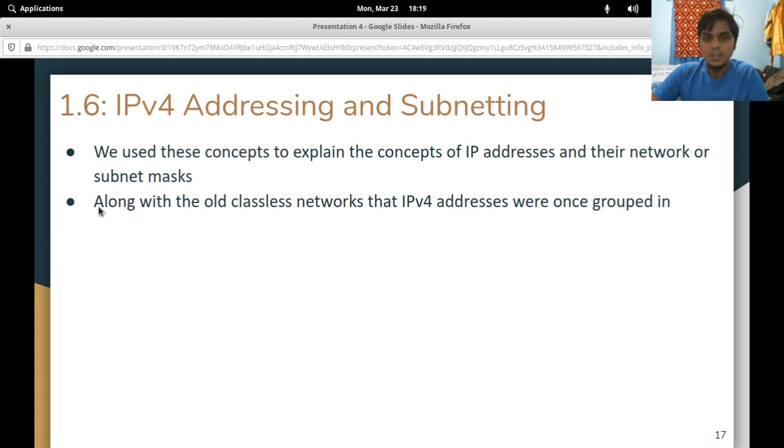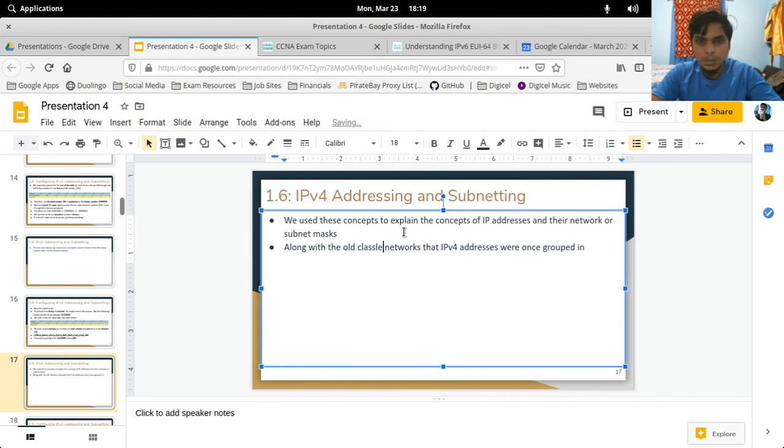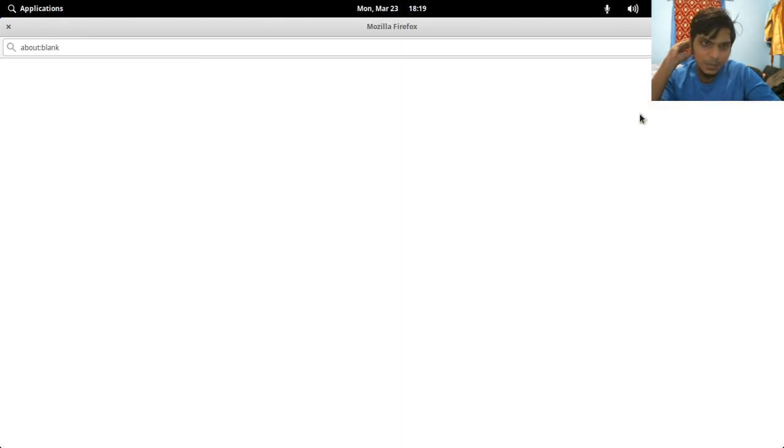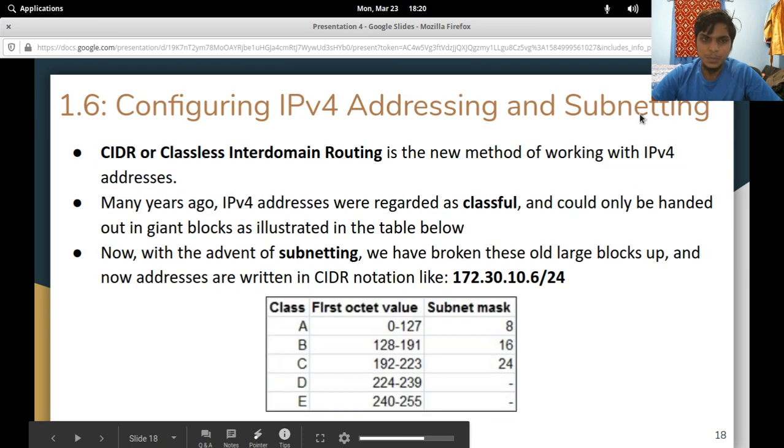And of course we started off with these old classful networks. Let me edit this one time. Classful. So these classful addresses, these classful networks, were the giant networks that IPv4 addresses were once grouped in. So they are still kind of relevant, but largely they're not. And in this class, we'll actually go into why things change so much, and why people don't use classful networks anymore.